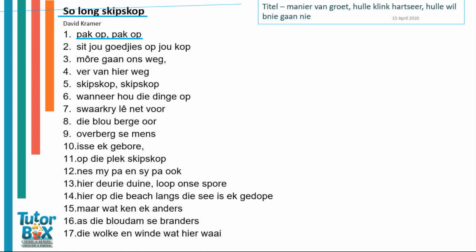Then you get the first one, pak op, pak op. Okay, so they're telling you what to do. You have to pack up. Okay. Sit jou goedjies op jou kop. Okay, goedjies. Okay, so it's in the verkleining. So that means they don't have a lot. So you don't say goedjies if you have a lot. You don't have much. Môre gaan ons weg.